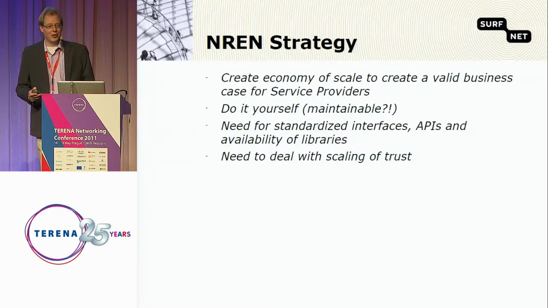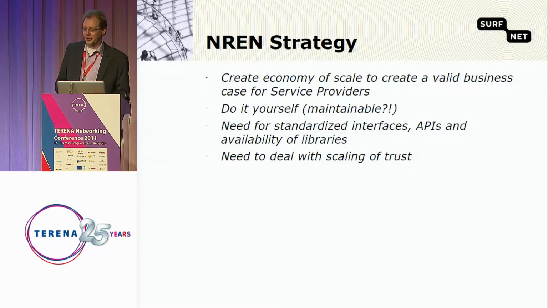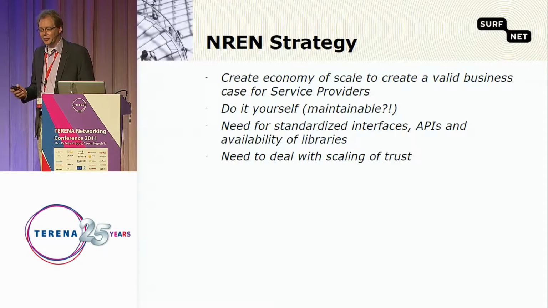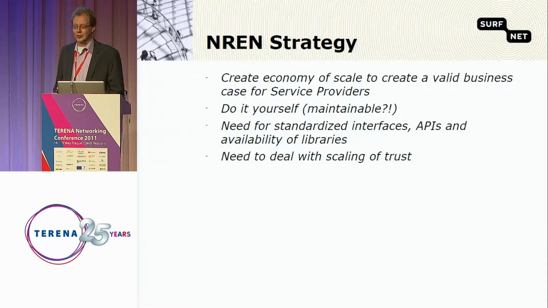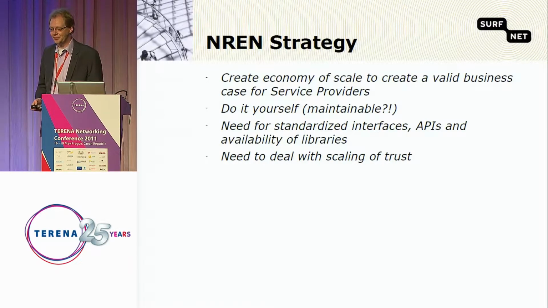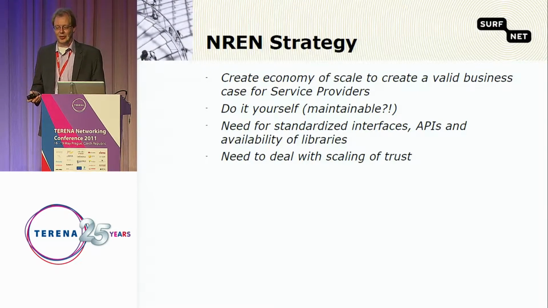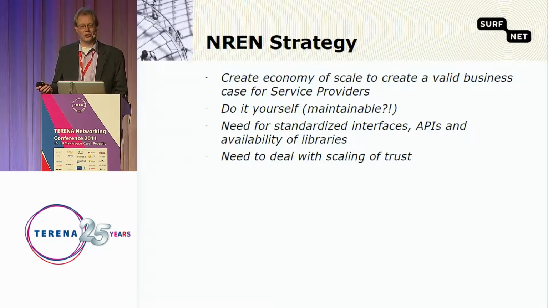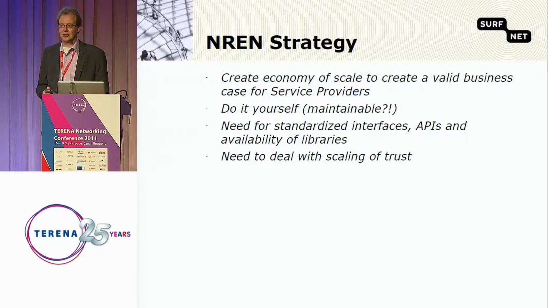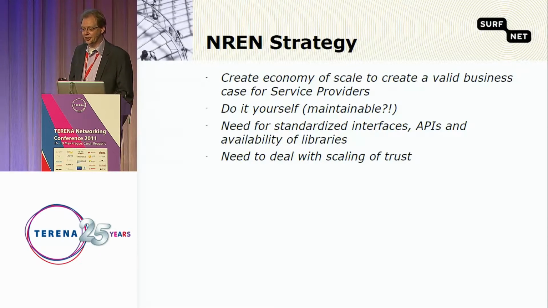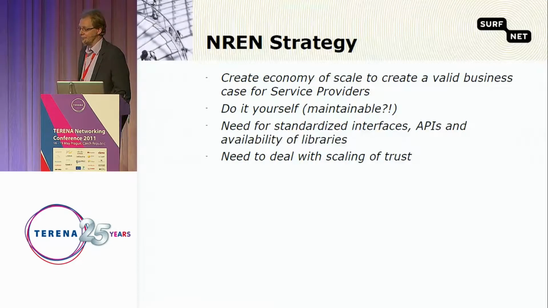So what can we do as NRENs? Actually, four things. We can create an economy of scale for the service providers so that it becomes feasible for them to adopt this technology. We could domesticate applications ourselves if nobody chooses to do this. We can provide standardized interfaces, APIs, and libraries for developers to make sure that it becomes way easier to integrate all this stuff. And we need to deal with scaling of trust.